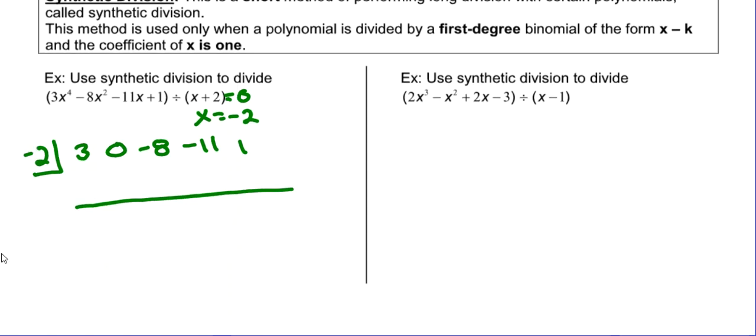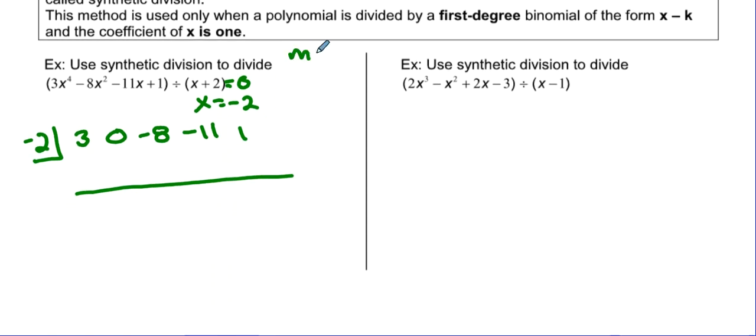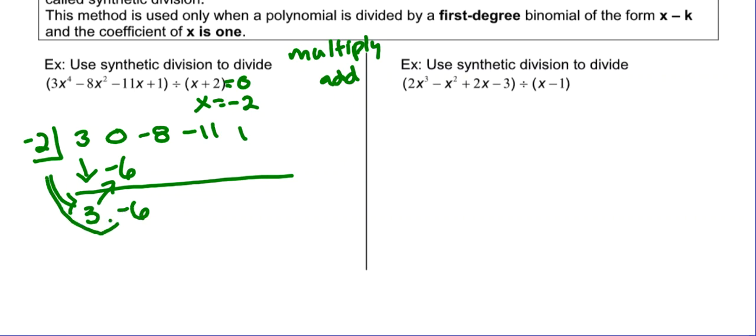Okay, the procedure is a multiply-add procedure, which is different from the long division. Multiply, add, and repeat. The very first thing you do is you bring down the first number, 3, and then you multiply negative 2 times 3 to get negative 6, and you put that right here. And then you add, and you get negative 6. Then you multiply again. Negative 2 times negative 6, and you get 12. And then you add, and you get 4.